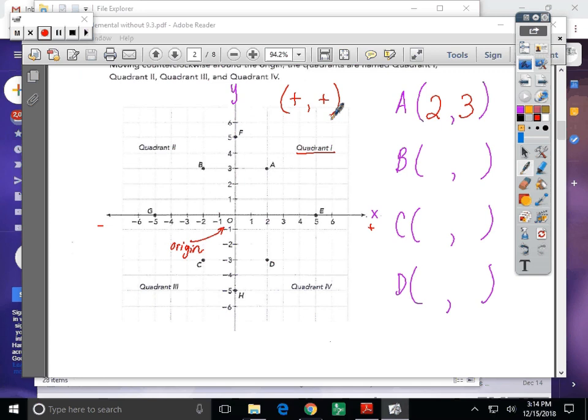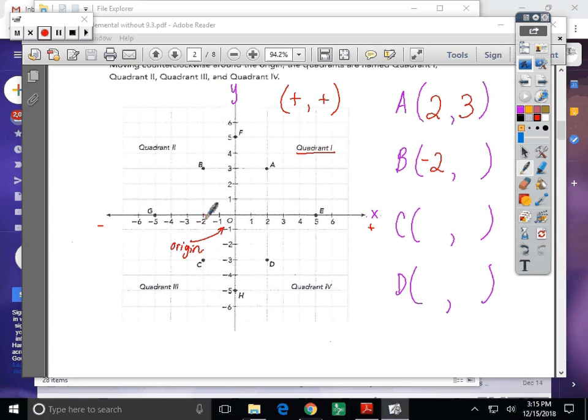Let's try point B. So point B, starting at the origin here, requires me to move backwards on the x-axis. So first I have to move backwards to the negative 2. That actually gives me my first value, my x value. That is your x value, the first value, right? A, B, C, D, X, and Y.